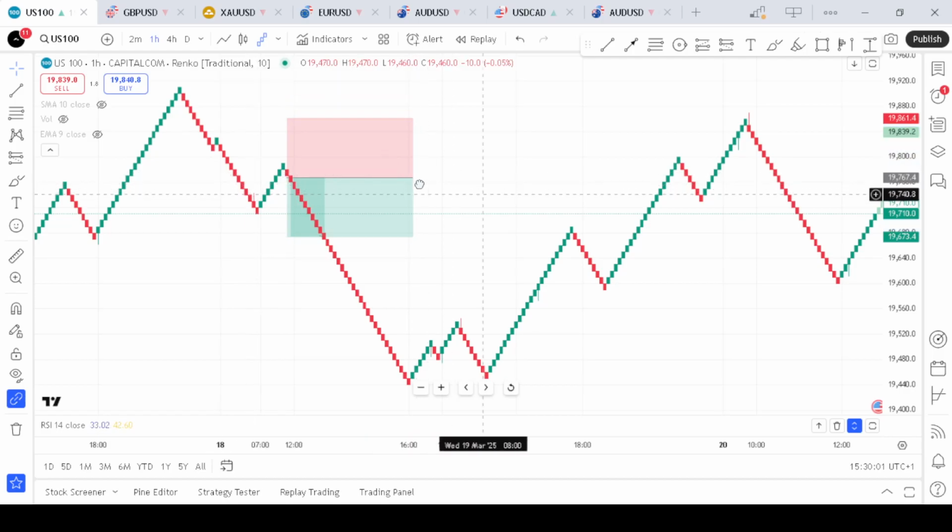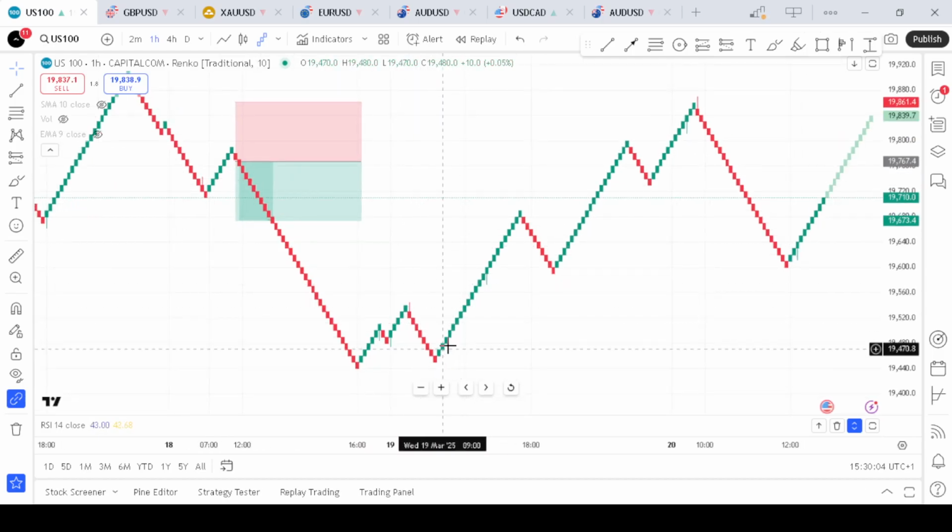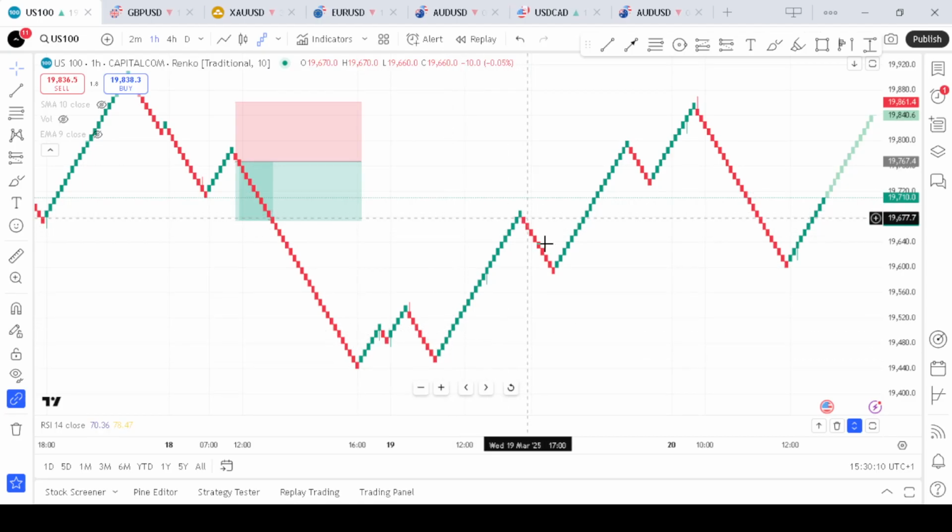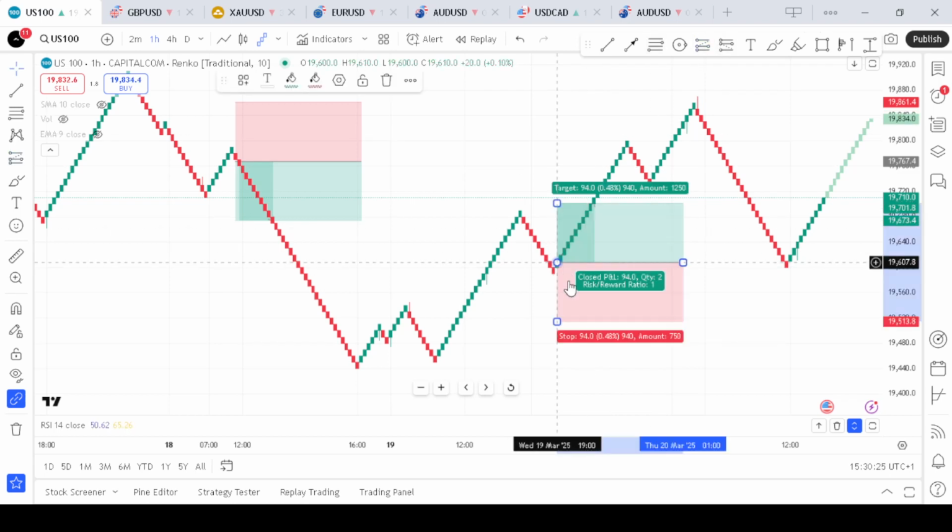For an uptrend, you look for consecutive green bricks. When you have spotted your direction, you wait until you see a pullback, and as we can see, we saw a pullback showing consecutive red bricks in the opposite direction. We wait for price to form a continuation move showing the green brick back in the normal direction before we decide to enter our trade.